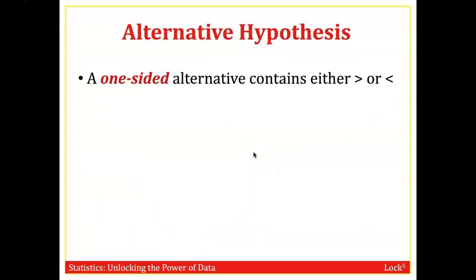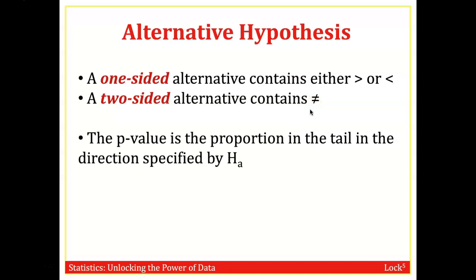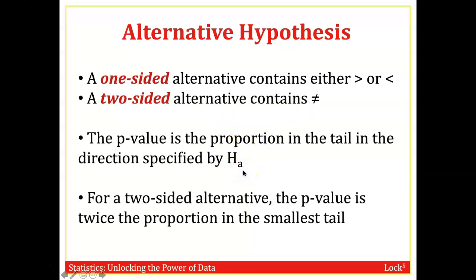Now, what about a two-sided alternative? Well, we're getting to that. So one-sided, we have either a greater or less than, but a two-sided contains a not equal to. So how would we think about extreme in a case like that? The p-value is the proportion in the direction specified by the alternative. So the way we're going to do that in a two-sided alternative is to look at the smallest tail.